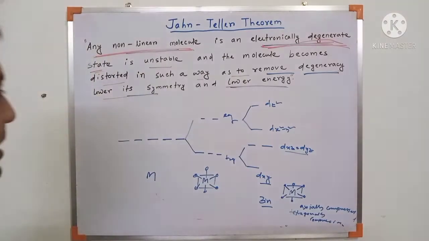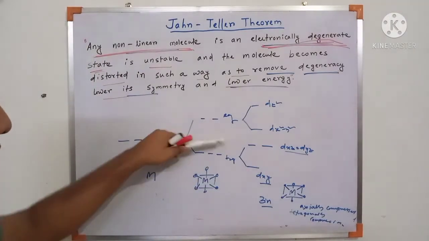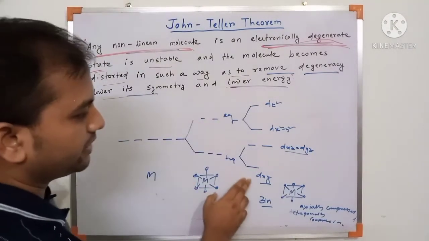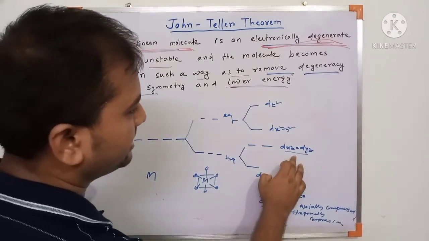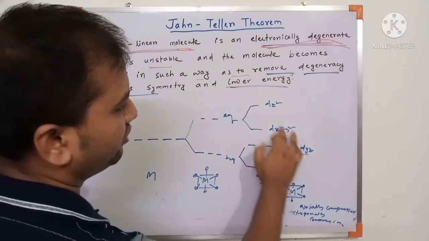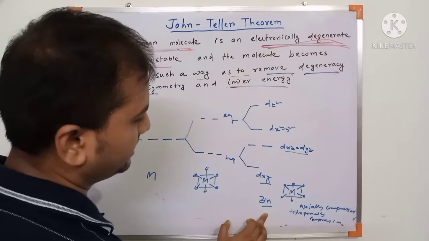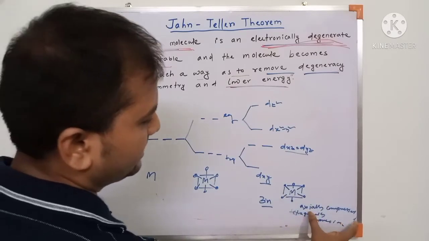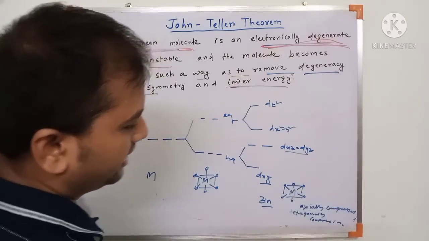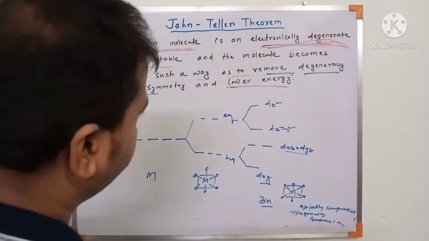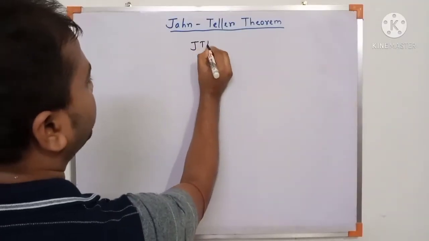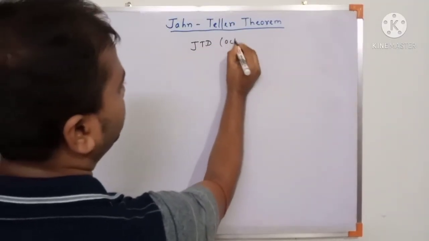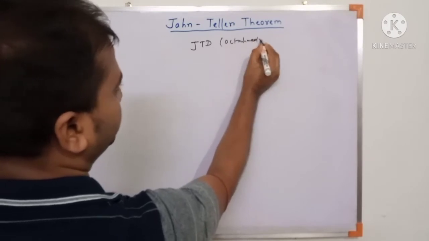So first, the metal in the presence of ligand splits into T2g and Eg, and then T2g splits into dxy and dxz, dyz, and Eg splits into dx square minus y square and dz square. This is the Z-in case, where the metal is axially compressed, and this is also called tetragonal compression.